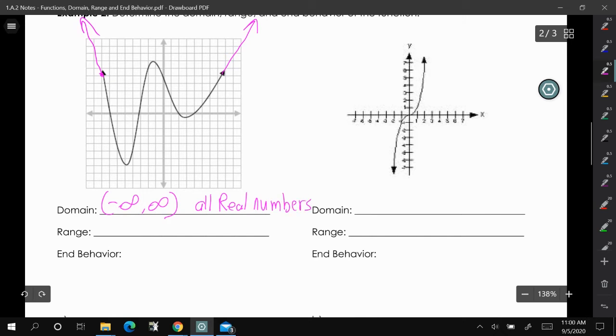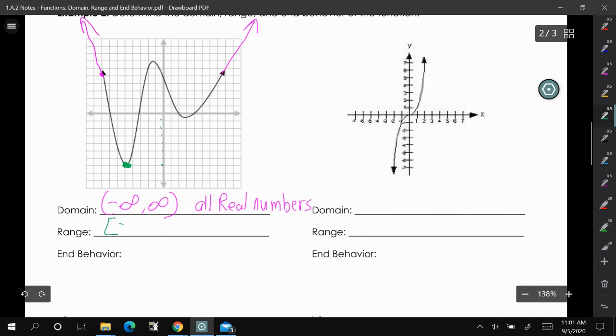Most people will use the infinity symbols just because it's smaller to write. The range, though, if we look at the y values, the smallest y value we get is right here. And 1, 2, 3, 4, 5, 6, 7, it looks like.